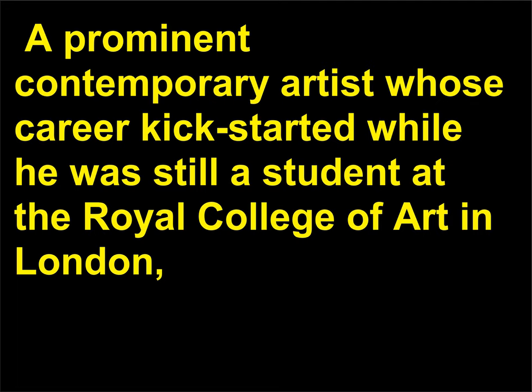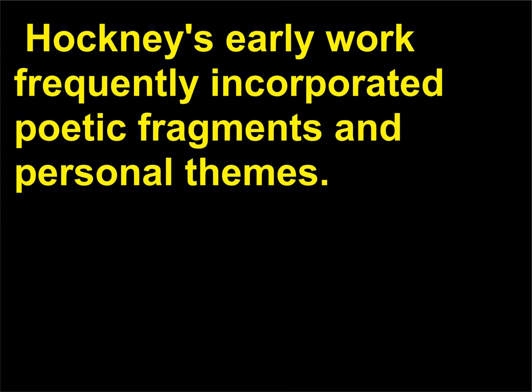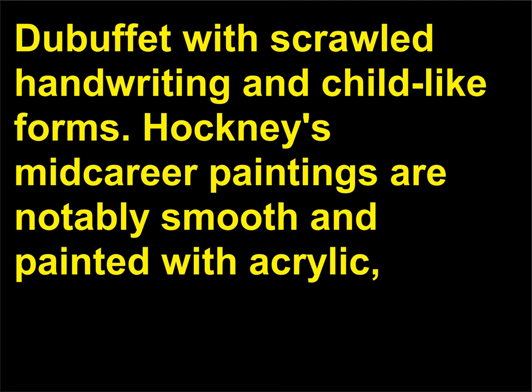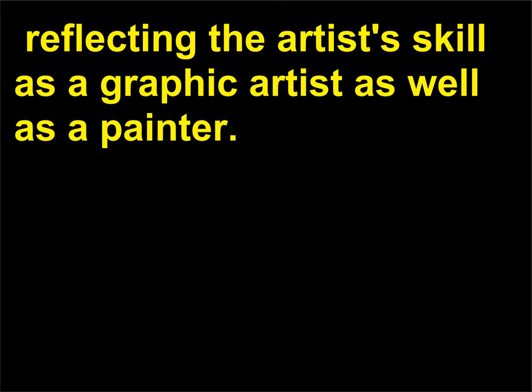Hockney's early work frequently incorporated poetic fragments and personal themes. Paintings such as We Two Boys Together Clinging, 1961, are reminiscent of the art brut of Jean Dubuffet, with scrawled handwriting and childlike forms. Hockney's mid-career paintings are notably smooth and painted with acrylic, reflecting the artist's skill as a graphic artist as well as a painter.